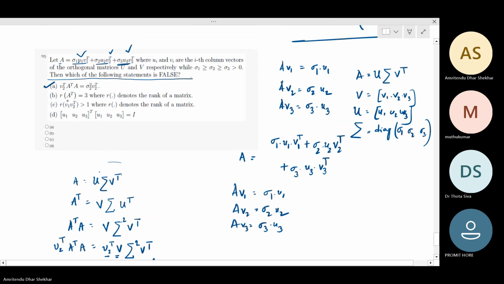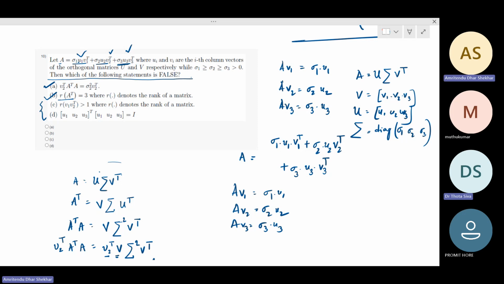The second one, the rank of A is equal to 3. So this is also going to be correct. The false answer is obviously in options C and D. You can check it for yourself. Okay.